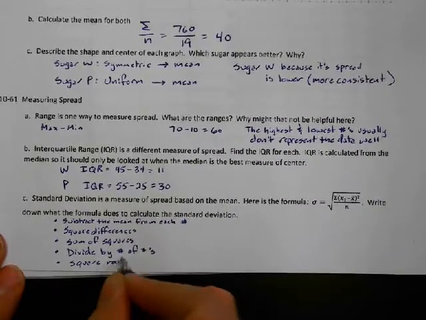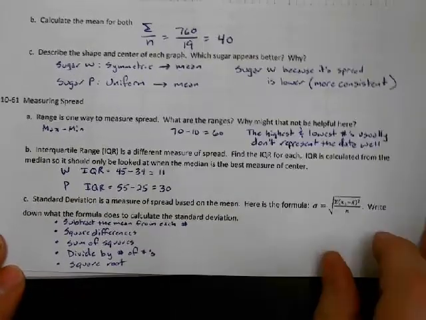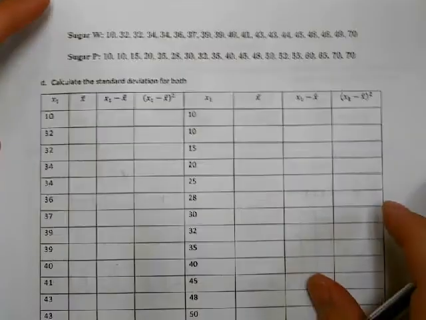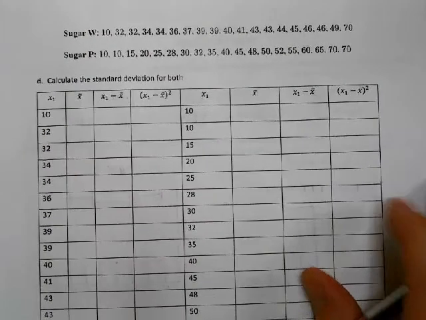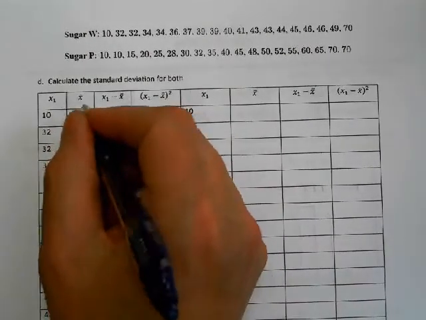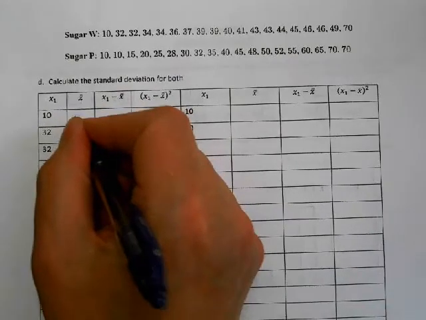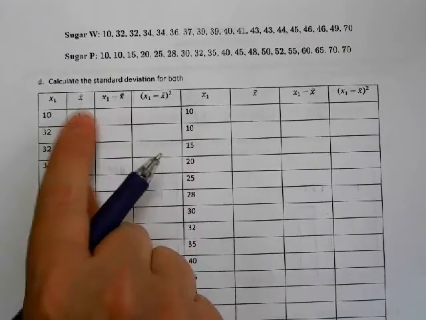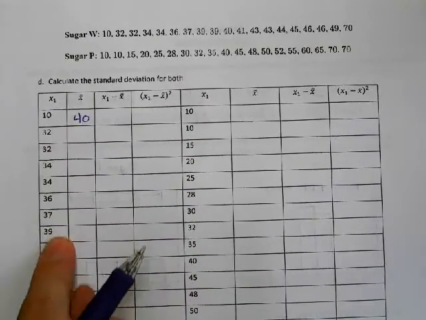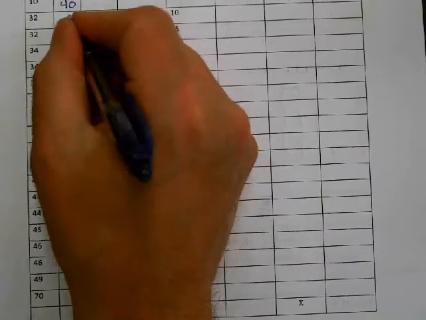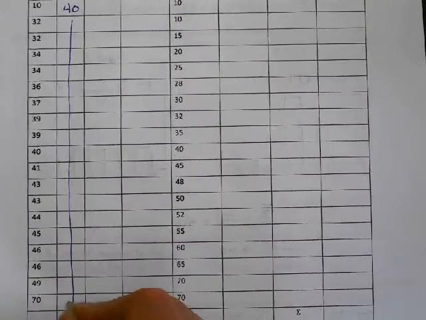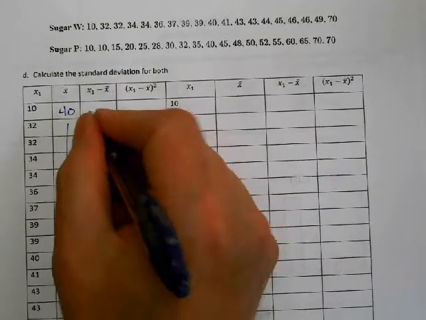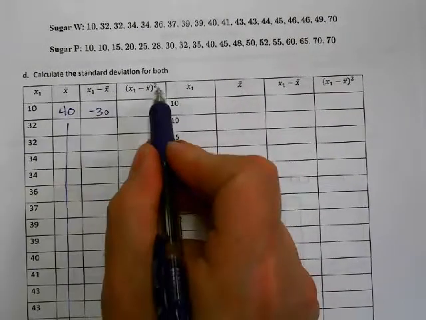All right, so let's flip it over. We're going to actually find the standard deviation for sugar W and sugar P. It looks like a lot of work, but it's actually not that hard. So we know that our mean is 40. So step one, subtract the mean from each number in our data set. So I'm going to use 40 all the way down here. All right, so I would do 10 minus 40, negative 30. What do I do next? I square that. So negative 30 times negative 30 is 900.